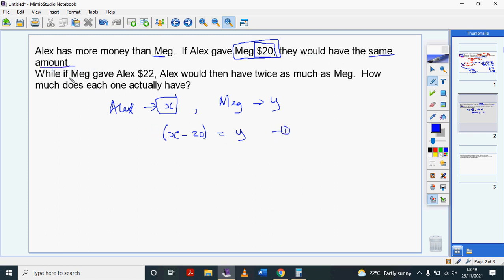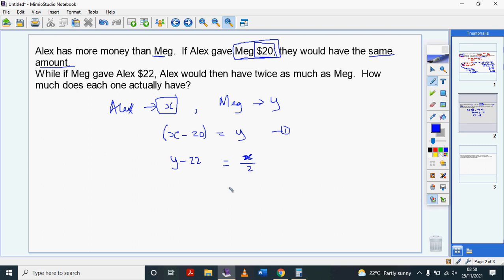And then this says if Meg gives Alex $22, so now Meg is losing money. If Meg gives Alex $22, Meg is losing, so that's why I have Y minus 22. Then Alex would have twice as much as Meg, right? If Meg gives Alex $22, so Meg loses $22, Alex would have twice as much as Meg. So how much does Alex have? That would be X over 2.